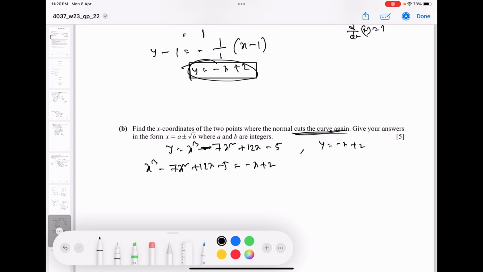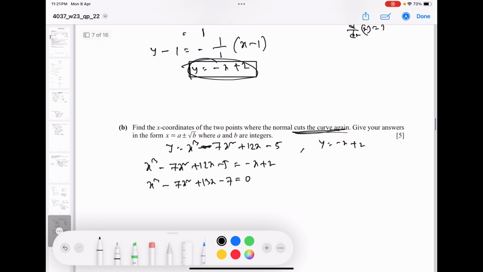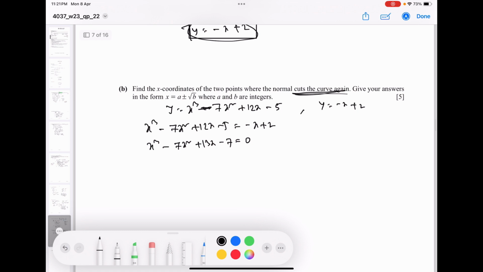Okay, now let us simplify. x cubed minus 7x squared, then minus x: if it comes to the left side it becomes plus x, giving plus 13x, and the plus 2 moves to the left side to give minus 7, equals 0. Now it is necessary to factorize.